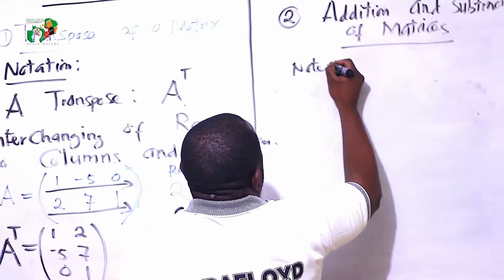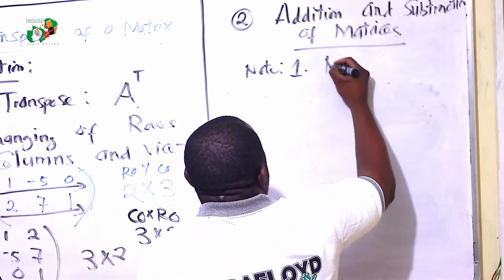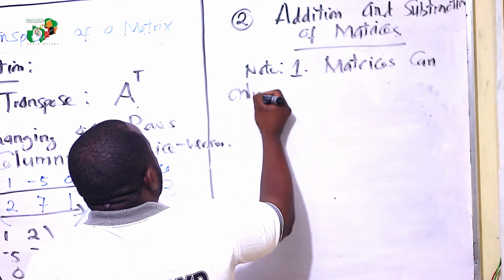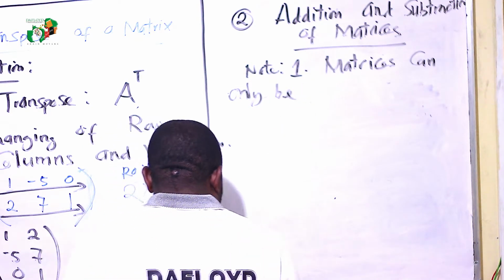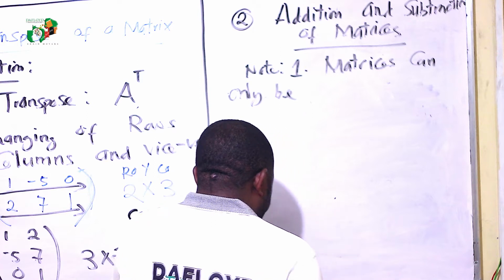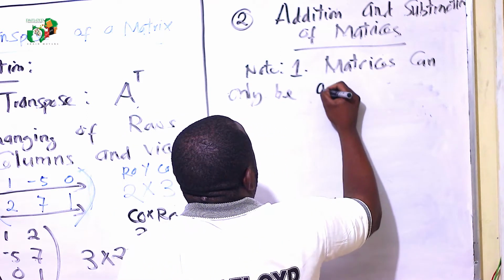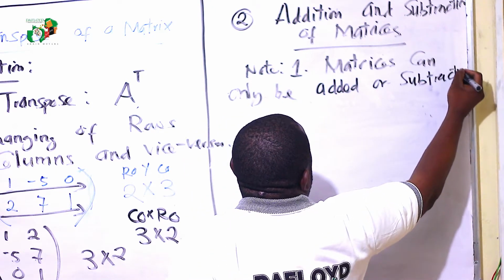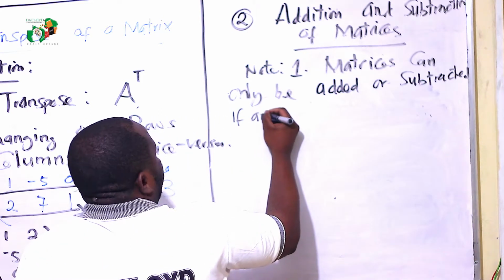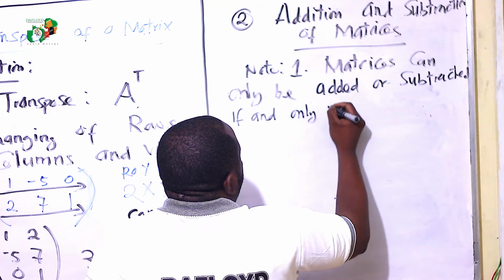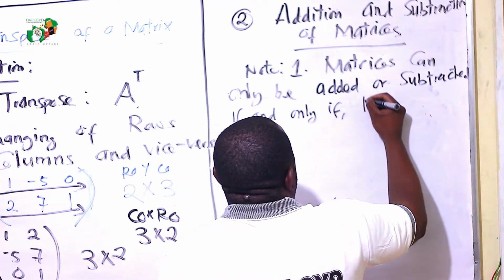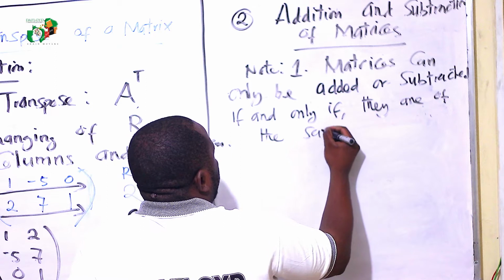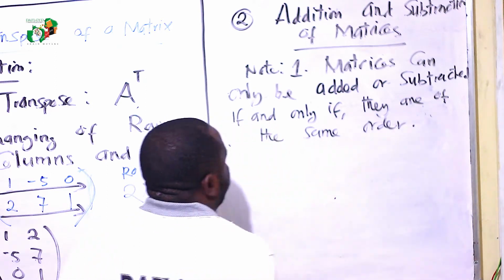Note number 1: matrices can only be added or subtracted if and only if they are of the same order. That's point number one.